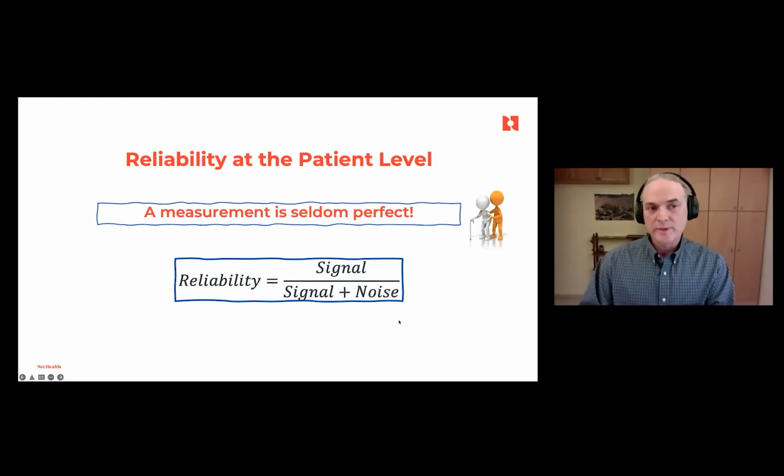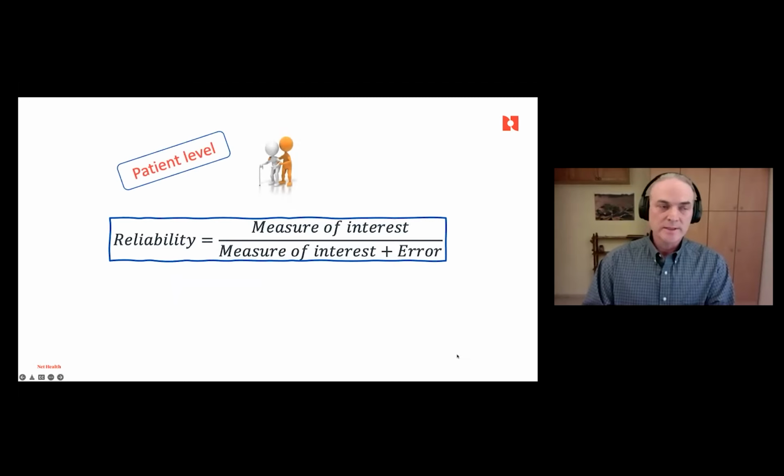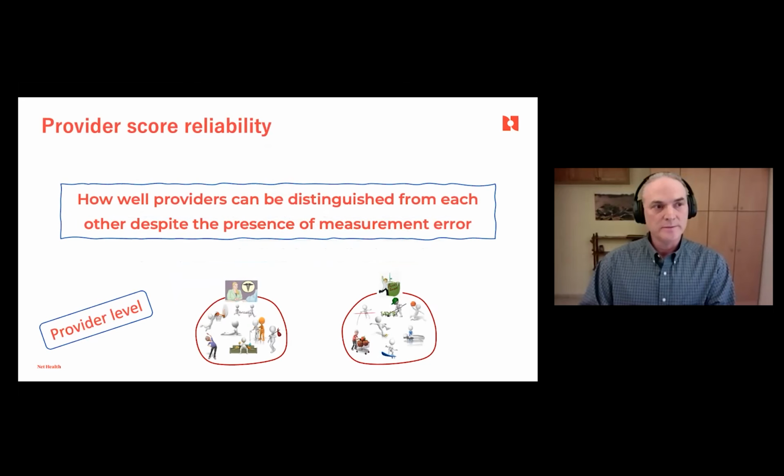So instead of naming the measure the signal, we could also name it the measure of interest, which is really the same thing. The measure of interest, as I said before, is typically a patient level measure. But we can take it to the provider level. If we do that, our measure of interest might be defined slightly differently. And when we think of provider level reliability, our measure of interest, especially under the thought of a quality measure, is about how well providers can be distinguished from each other despite the presence of error.